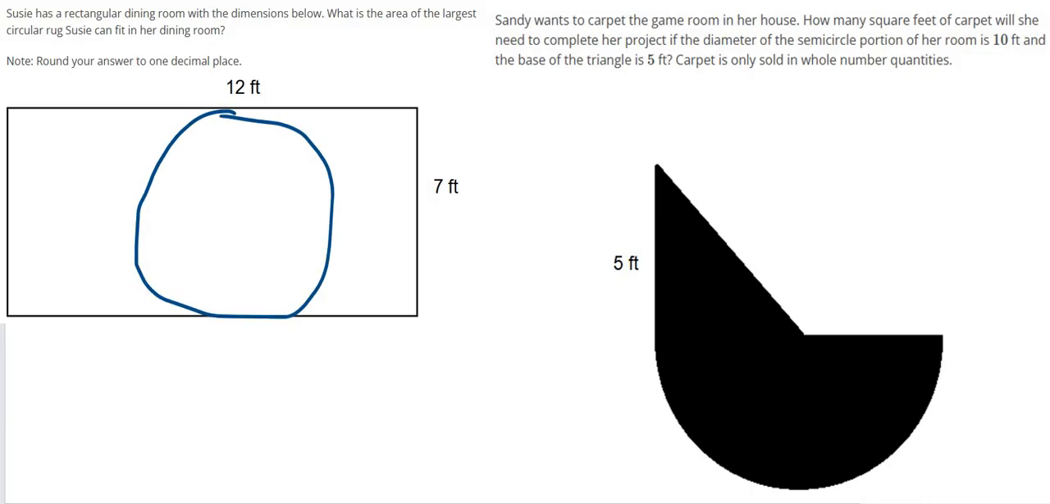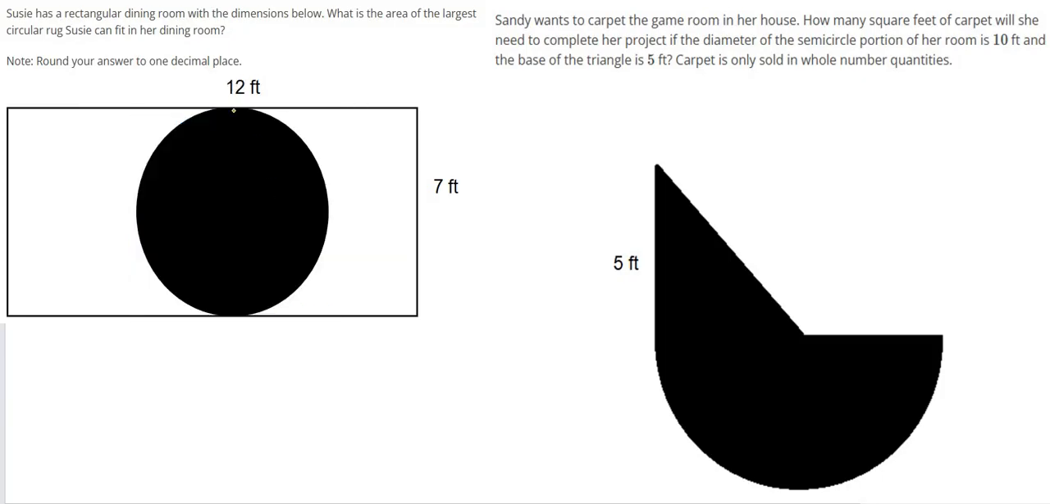So let me actually insert a picture. So we know if the circle's touching the edges of both sides, that if I could draw a straight line, that's the diameter, and the diameter would be 7 feet right here. But the formula for area of a circle is going to be pi r squared, and we want the radius. The radius is, of course, halfway across the center of the circle. So 7 divided by 2 is going to be 3.5.